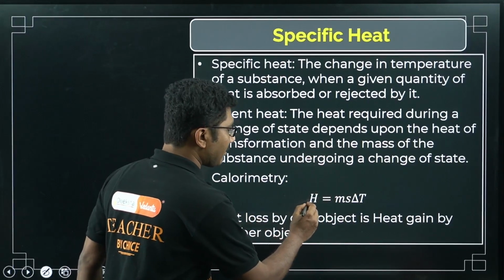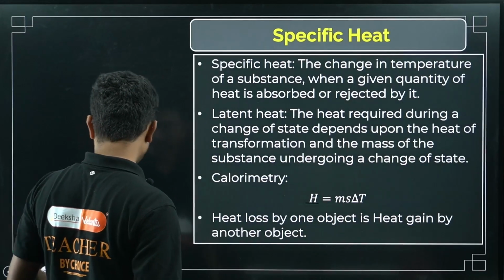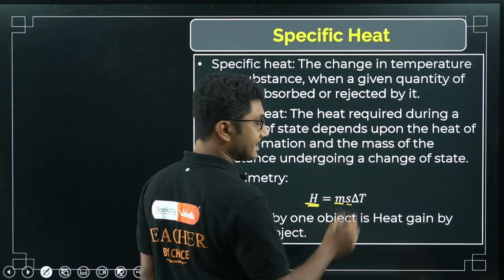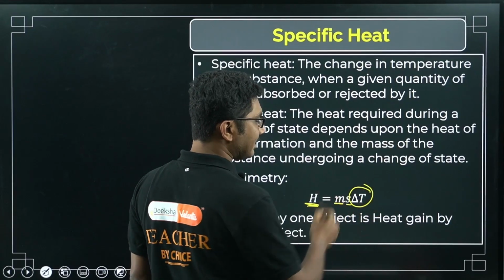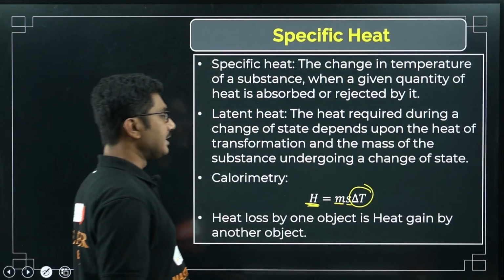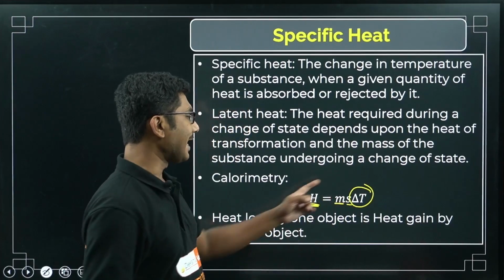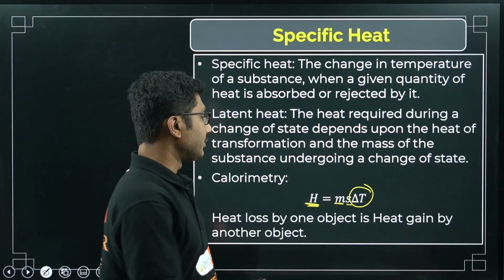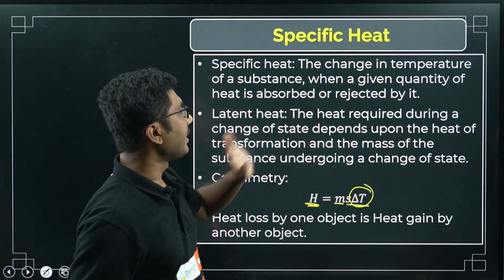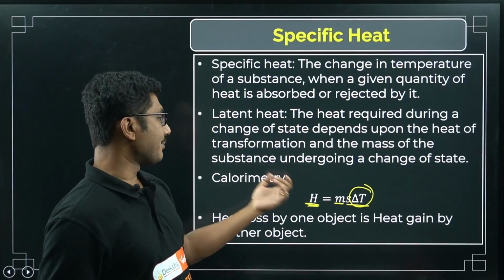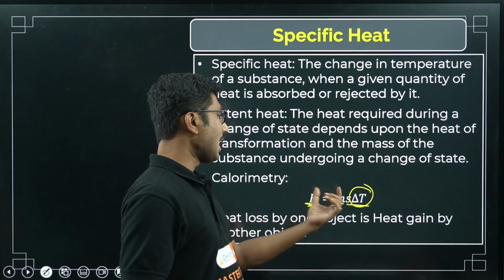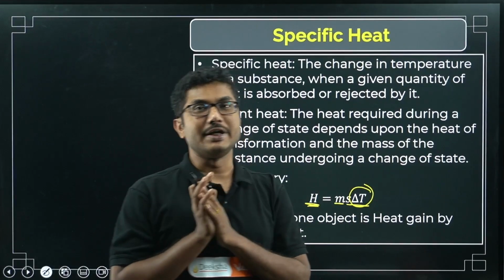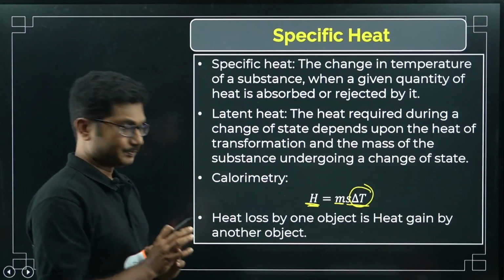If you supply H amount of heat to an object, its mass is M, its specific heat capacity is S, and its increase in temperature is delta T, then the relationship between H and delta T is given by H equals M S delta T. Clear? So delta T is the difference in temperature, very important. This is the amount of heat rejected or absorbed, and this is the heat capacity.